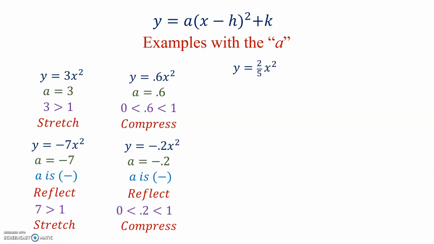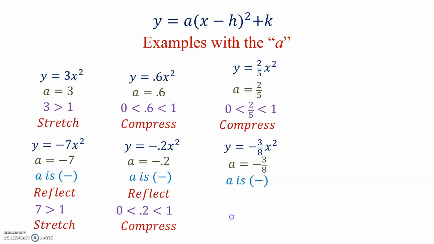y is equal to 2/5 x squared. Well, right now, a is 2/5. It's positive, so no reflection. Because 2/5 falls between 0 and 1, there's a compression. y equals negative 3/8 x squared. a is negative 3/8. So in two parts, the a is negative, which means there will be a reflection. 3/8 falls between 0 and 1, which means there's a compression.